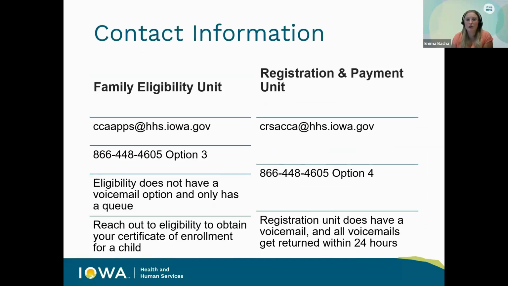And here is our contact information for both our units, the registration and payment unit, as well as the eligibility unit. If you're having questions specific about a family, eligibility may be able to help. You see our numbers are very similar. To get to the eligibility unit, you'll press number 3, and then to get to our unit, you'll press option 4.